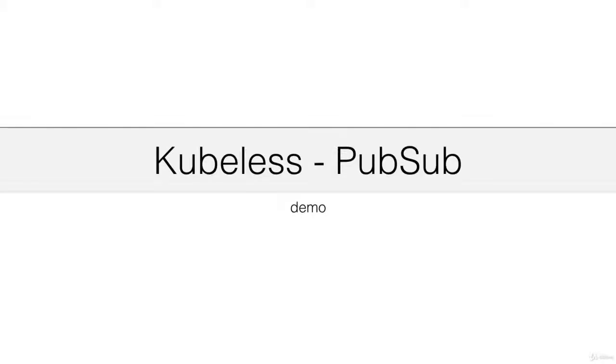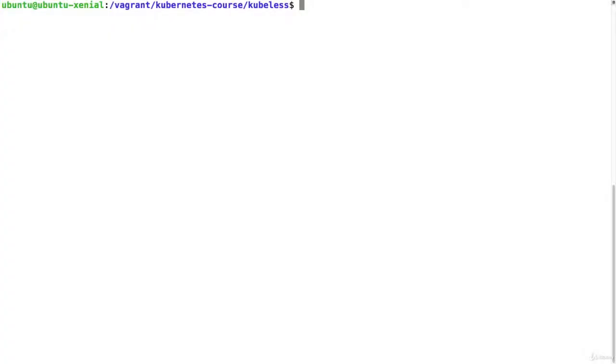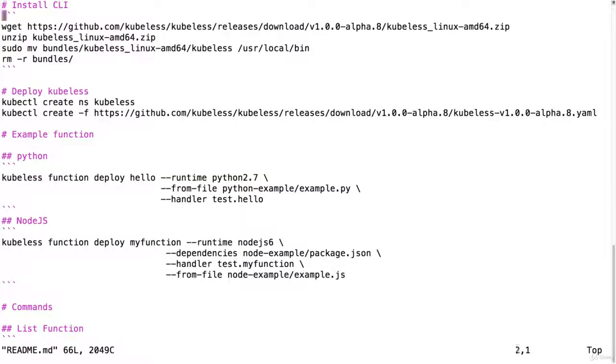In this demo, I will show you how to use a Kubeless function with PubSub. The first thing that we need to do is install Kafka. You can use an existing Kafka installation, or if you don't have one yet, you can also use Kubeless to install a Kafka on your Kubernetes cluster.